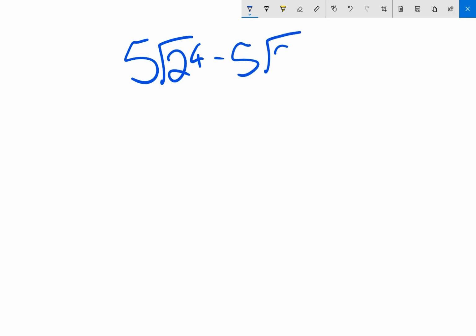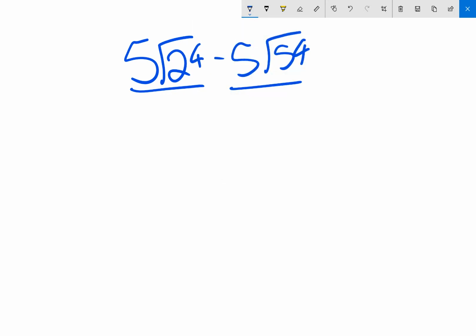So number 10, we have 5 square root of 24 minus 5 square root of 54. Now, this is different because these two terms, although they look similar, have different radicals. The square root of 54 is not the same as the square root of 24. So I can't just subtract these. What I need to do first is simplify them.